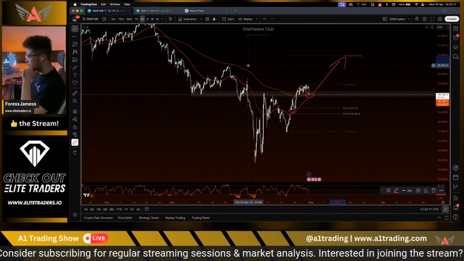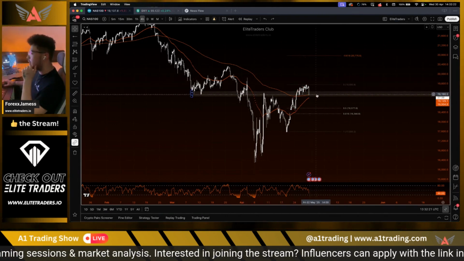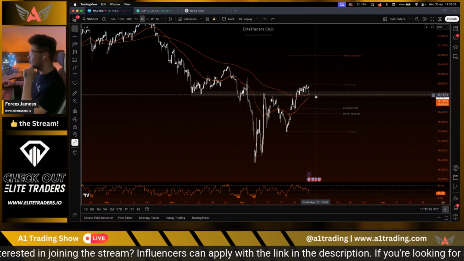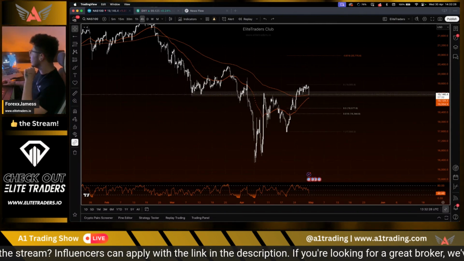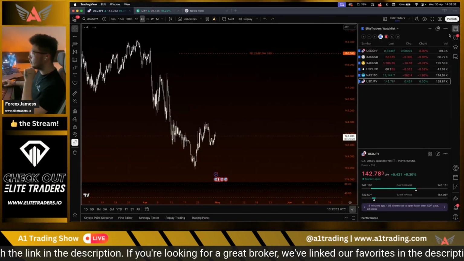So I am looking to buy the NAS, but it is just a case of waiting. If we can see some sort of bullish reaction here, whether it just be a bullish candle close or wick rejection, if we can just see something here, I might look to go long. But at the moment, just can't do it.